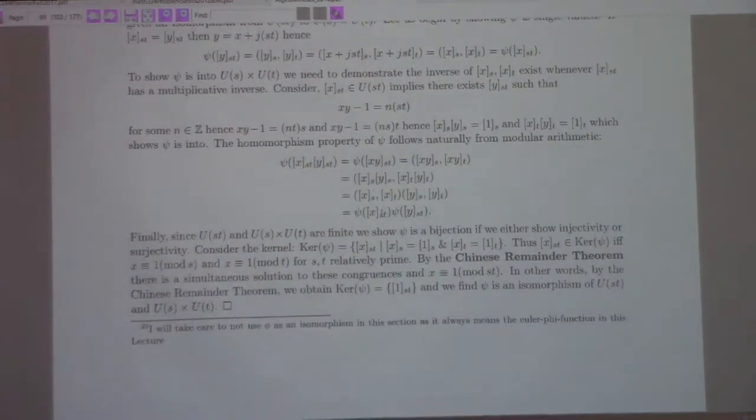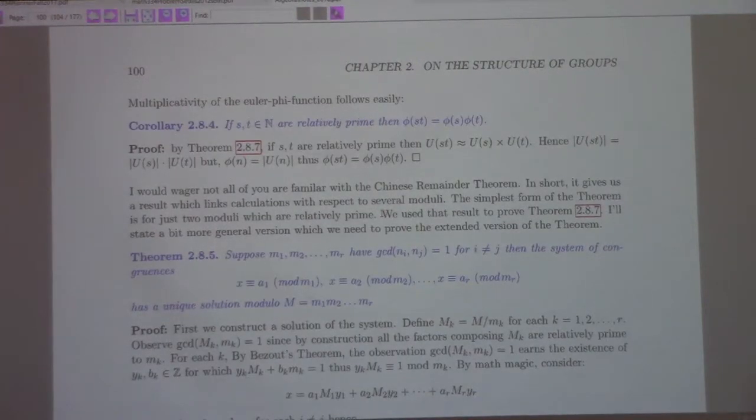Anyway, let me not belabor the details here. So of course, the immediate corollary to that is that if we have relatively prime numbers, then the Euler phi function of ST is phi of S times phi of T. And there's also an extended Chinese remainder theorem. If I have this system of congruences, and they're subject to relatively prime moduli, this is unfortunate.